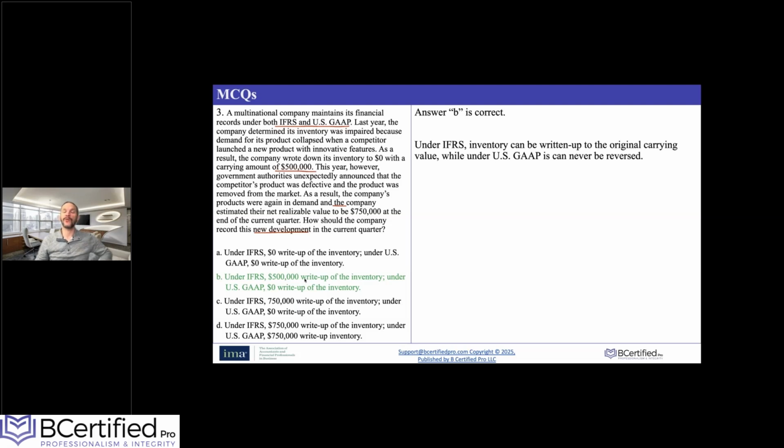Now, we know under US GAAP, once you do an impairment, you can no longer reverse that into a gain later on, even if the situation changed. But under IFRS, if the situation changed, a reversal is applicable up to the original cost. Although it went up to $750,000, I cannot go above the original cost, which was $500,000, and thus the answer is B. So under IFRS, I would write it back up to $500,000 with a gain of $500,000. Under US GAAP, I do nothing, and that's the right answer.